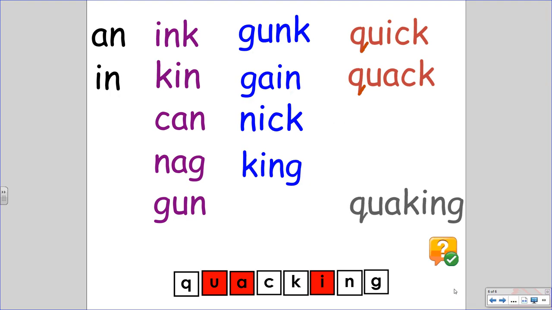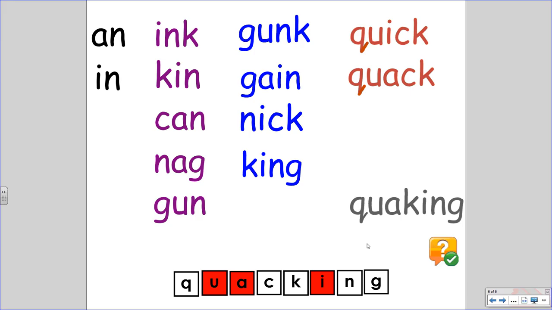Today, you made two two-letter words, an, in. You made five three-letter words, ink, kin, can, nag, gun. You made four-letter words. Gunk, gain, nick, king. You made two five-letter words. Quick, quack. And you made one seven-letter word. That's right. One, two, three, four, five, six, seven-letter word. Quaking.